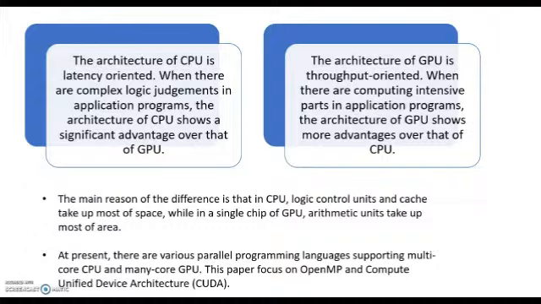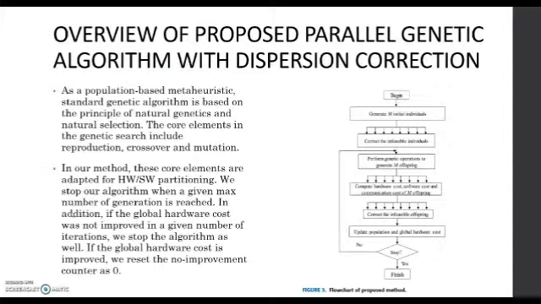At present, there are various parallel programming languages supporting multi-core CPU and many-core GPU. This paper focuses on OpenMP and Compute Unified Device Architecture, that is CUDA. Now we come to the overview of the proposed parallel genetic algorithm with dispersion correction, which is another core topic of this research paper.